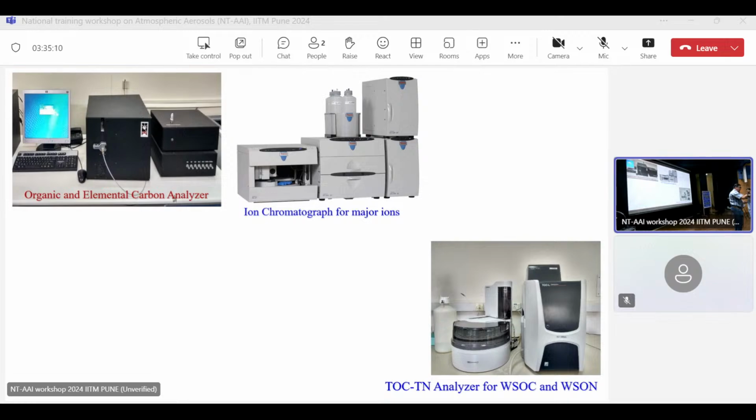How much nitrogen is in it? 14. That means 14 by 18, in fraction wise. When we are talking about nitrate, 1 micromole of nitrate is how much microgram? 62. 14 plus 48, 16 into 3. Oxygen is 16, NO3 is into 3, 48, plus nitrogen 14, 62. Nitrogen in it is 14. So if we say fraction of nitrogen, it will be 14 upon 62.